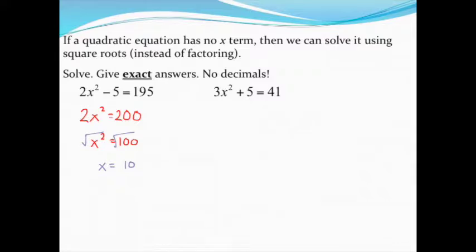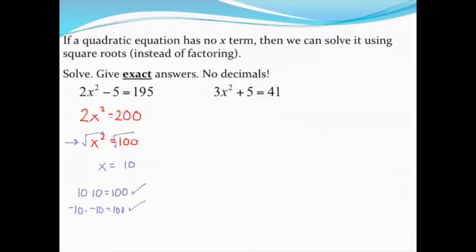So the reason 10 is the solution is we said, we need a number that multiplies by itself to equal 100. That's what this says, x squared equals 100. So 10 works because 10 times 10 is 100. But there's a second solution as well. There's another number that multiplied by itself will also get you 100. And that number is negative 10. Negative 10 times negative 10 is also positive 100.